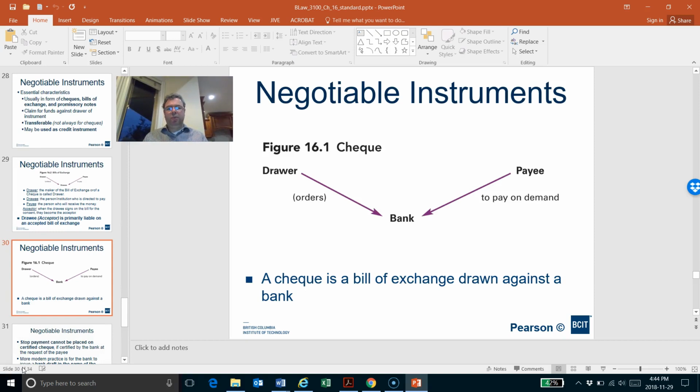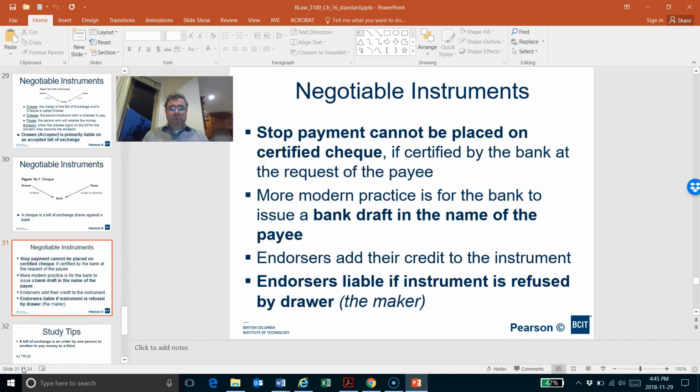As for a check, similar to a bill of exchange, the drawer is myself, could be you. We write a check, meaning that we are ordering the bank to pay someone. In this case, it is on demand, meaning when the payee cashes out the check or makes a deposit of the check. So still with regards to general rules and characteristics of negotiable instruments, stop payment cannot take place on a certified check. So when a bank certifies a check, payment cannot be stopped.